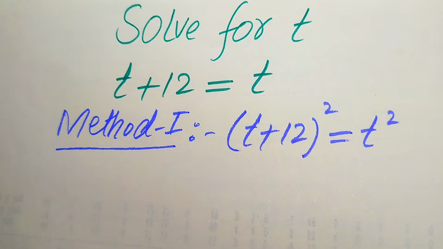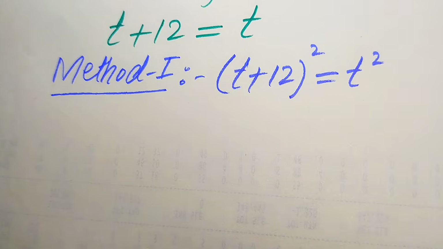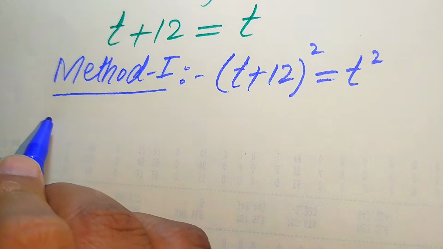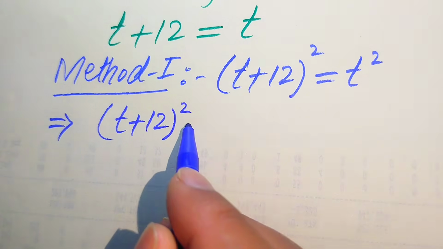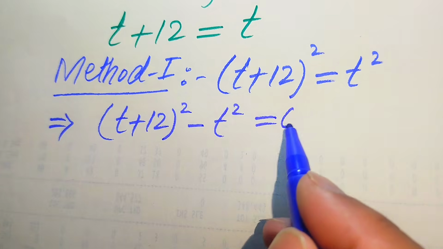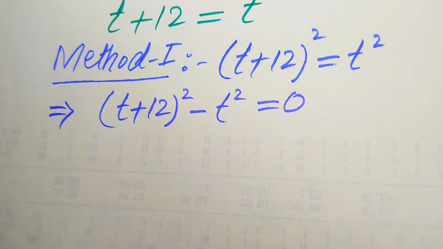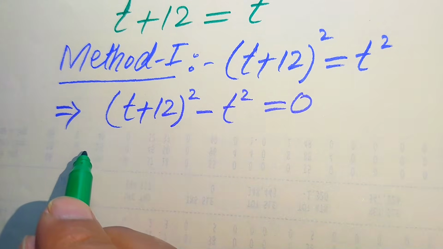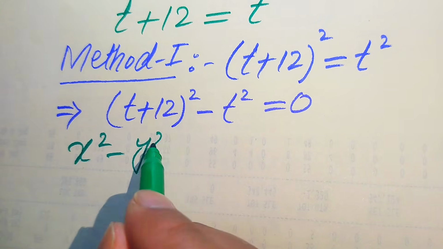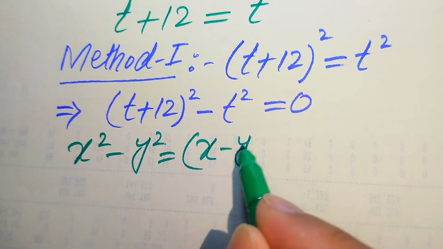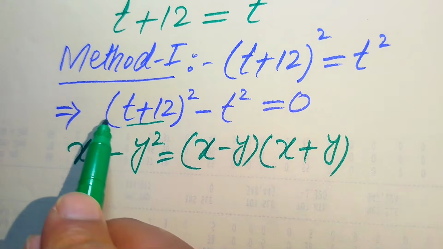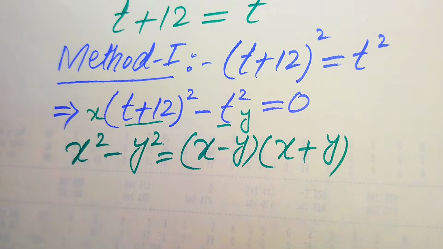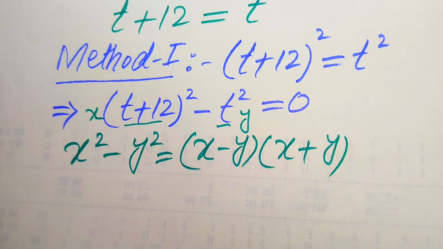And in the next step, we move the value t square from the right hand side to the left hand side, and it will be written as t plus 12 whole square minus t square, and this whole equation is equal to 0. So here we use a nice algebraic formula. You know that x square minus y square is equal to x minus y times x plus y. So you see here the base of this term is our x and the base of this term is our y. So in the next step we substitute the values of x and y into the formula.